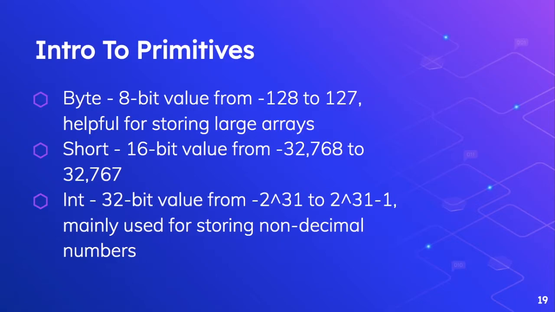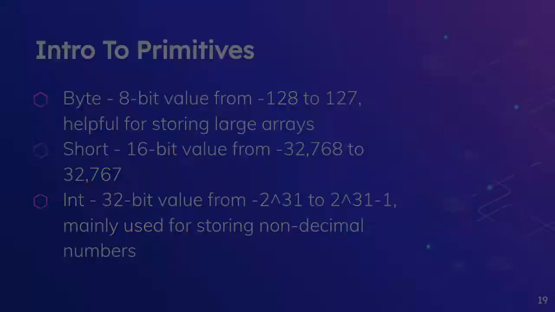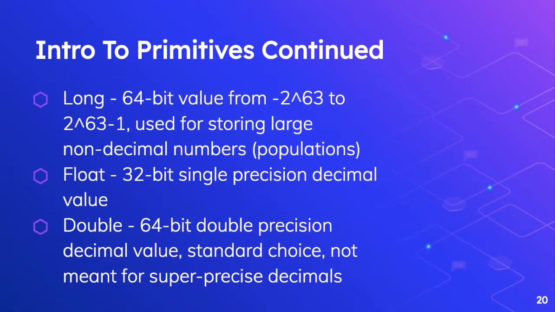Byte and short you're normally going to use if you need to save memory, which nowadays shouldn't be a problem for most computers, but just in case, you know. A long is a 64-bit value from -2 to the 63rd to 2 to the 63rd minus 1. You would always use int, but if you're working with large numbers like populations, then you may want to use a long. A float is a 32-bit single precision decimal value, and then double is the normal 64-bit double precision decimal value. It's meant for just storing normal decimals.